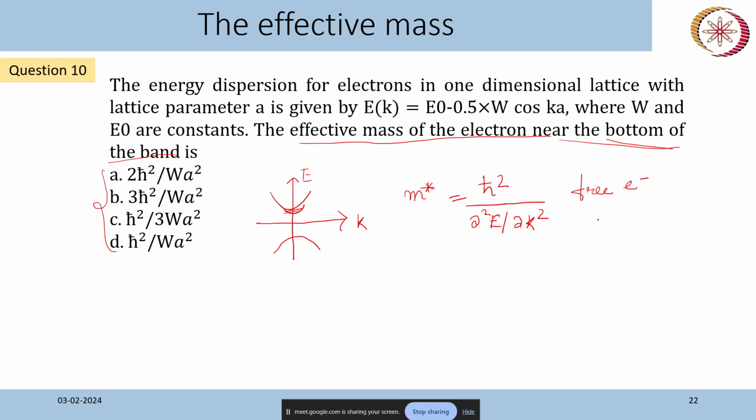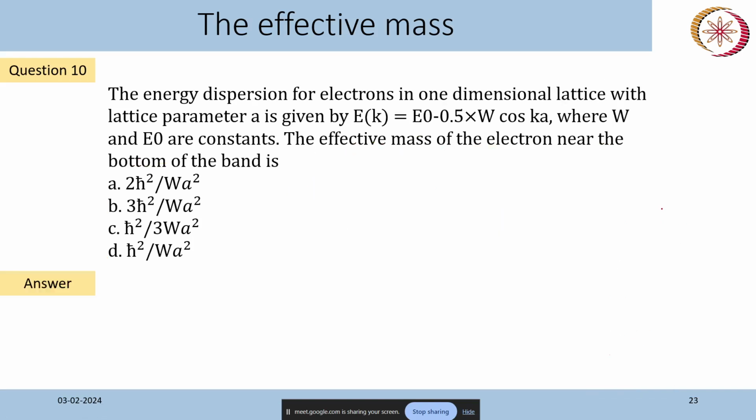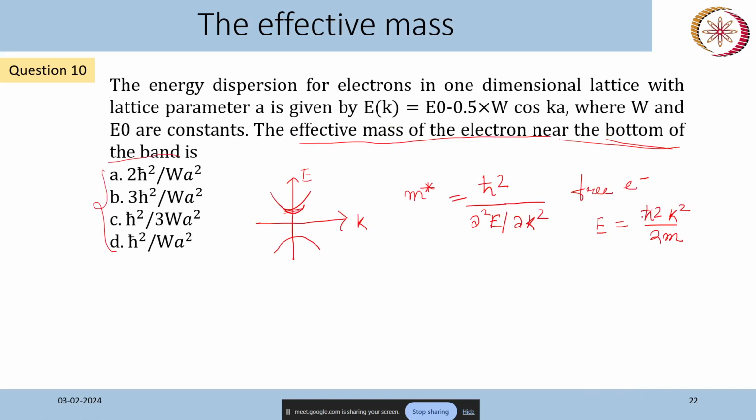For free electrons, the EK relation is E equal to h bar square k square by 2m. Here h bar is the reduced Planck's constant, k is the wave vector, and m is the mass of the electron. For a free electron it is similar to half m v square. Since we can fit a parabola here, we use a similar expression but with an effective mass for electrons in the crystal.